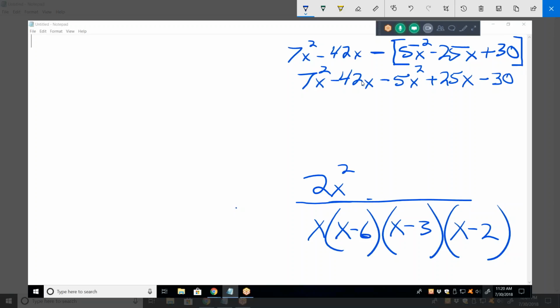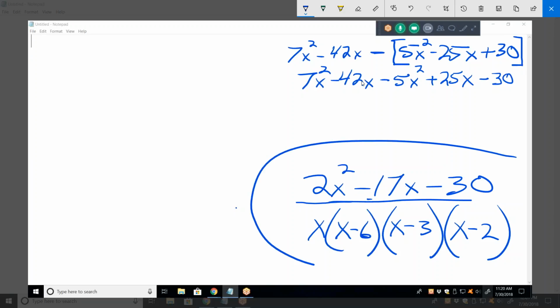There's two of them. What's their net? Negative 17x. And numbers, total numbers. Minus 30. Okay. Now, this is possibly the final answer. The only reason it might not be a final answer is if this numerator factors into a factor that I can cancel with one of these factors in the denominator. Let's see if it does.